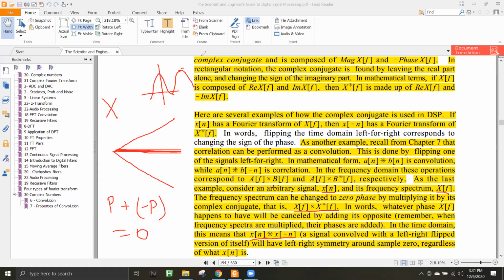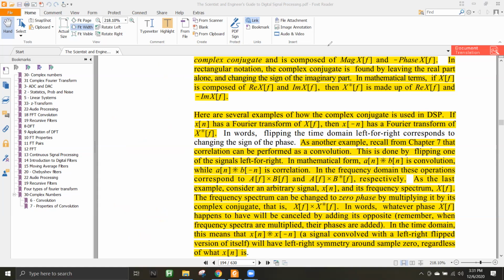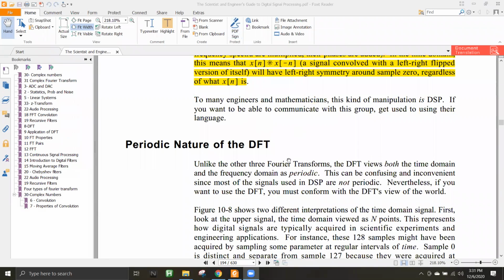Notice that this has a particular use, because this is useful for centering a signal. If you have a shifted version of a signal, you can center it around sample 0 by doing this operation. In the time domain, you have to do this convolution, and in the frequency domain, you simply have to multiply the signal with its complex conjugate. So this is all about the use of complex conjugate, and we'll be ending our lecture here.